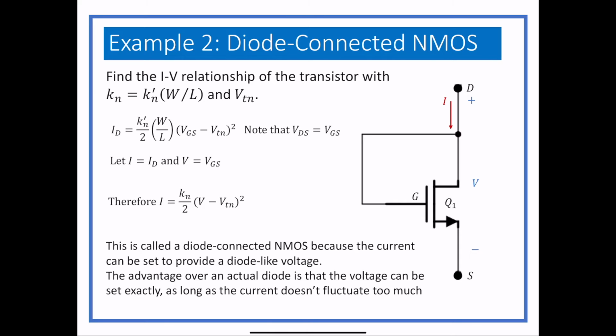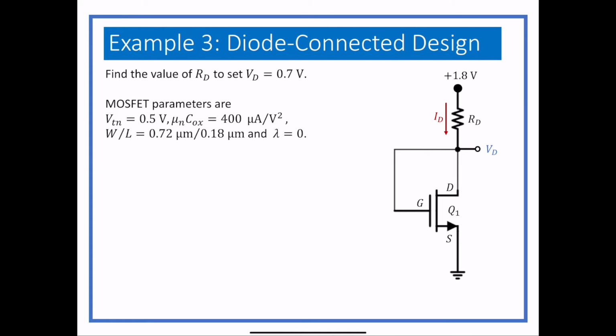So that being said, we will look at a more practical example of a diode-connected circuit, and look at an actual design of one and see how we would find the values for that. So we want to find the resistor value, RD, that will set the drain voltage to 0.7 volts. So it will basically appear in the circuit kind of like a diode, like the forward drop would be 0.7 volts in this circuit.